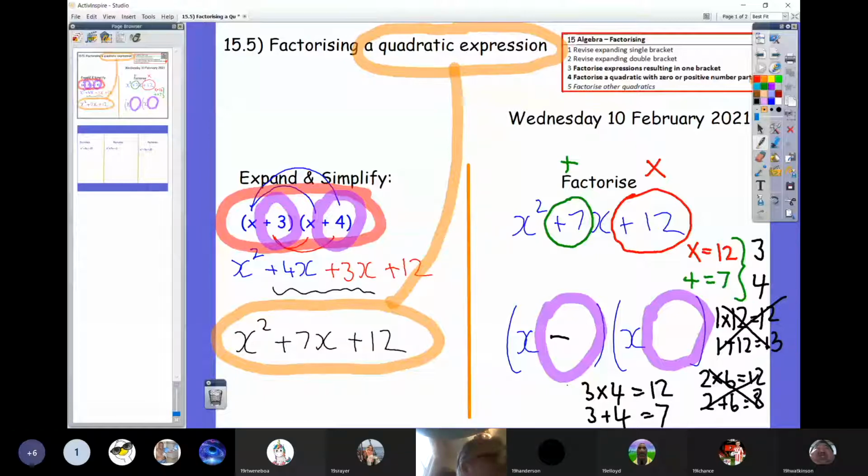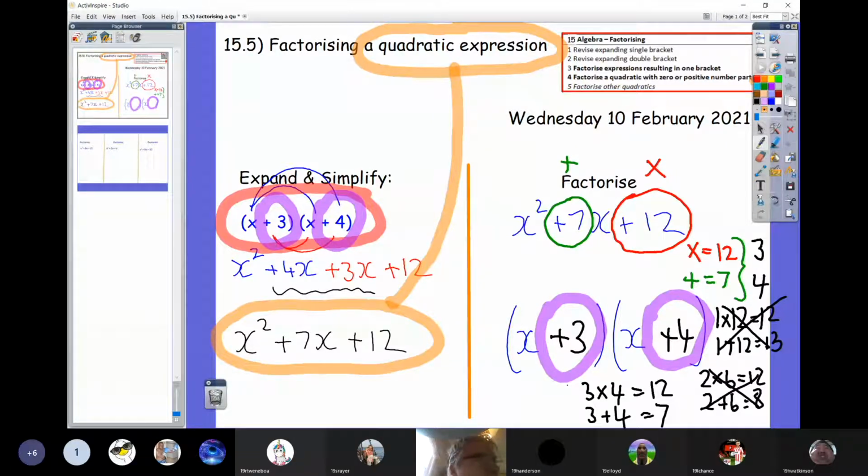Now, it doesn't matter if, when you write in your answer, you write in the first bracket x plus 4 and in the second bracket x plus 3. It doesn't matter which way round you write them. You've just got to get the magic numbers 3 and 4.